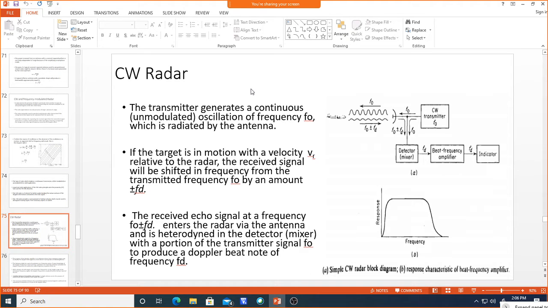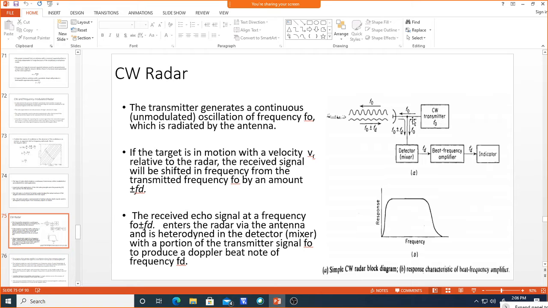Now coming to the continuous wave radar, how it operates and how we can detect the target. We have the transmitter which transmits the frequency f naught. The same frequency f naught is sent to the detector for reference, so this acts as a reference signal. Then it transmits the signal through the antenna. When the echo signal is received by the antenna, there is a shift in the frequency due to the motion of the target. That shift we can represent as f naught plus or minus fd.